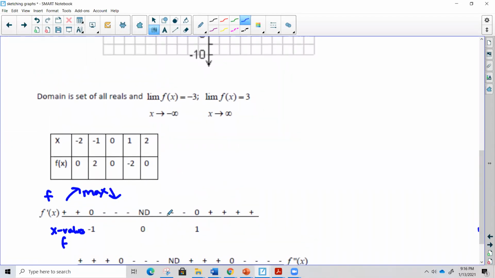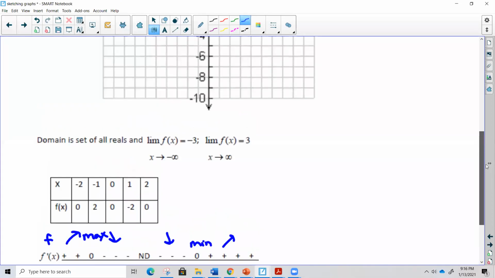Then from 0 to 1 again, it's negative, so it's still decreasing. And then from 1 on, it's positive, so it's increasing. So this is a min because my function is going from decreasing to increasing.